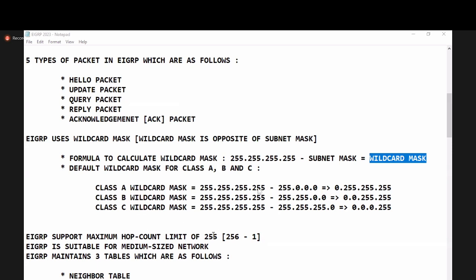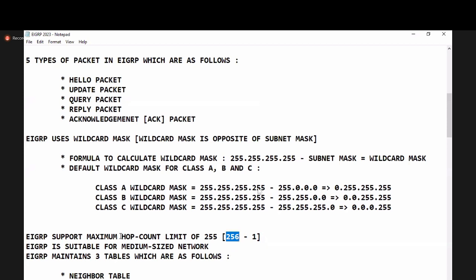Support a maximum hop count limit of 255. Means if you are having 256 routers, for example, in our RIP, we are having a maximum of 16 routers. But in EIGRP, we are having a maximum of 256 routers. And we can configure EIGRP routing in it.